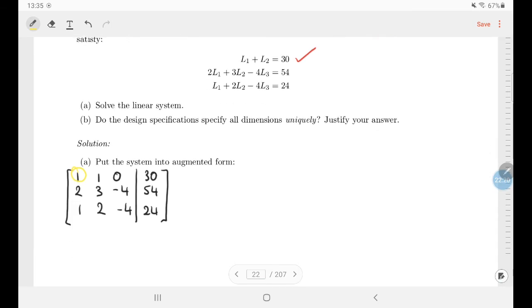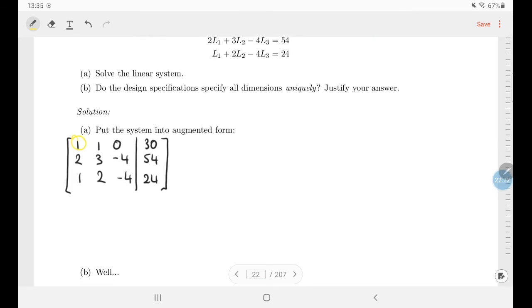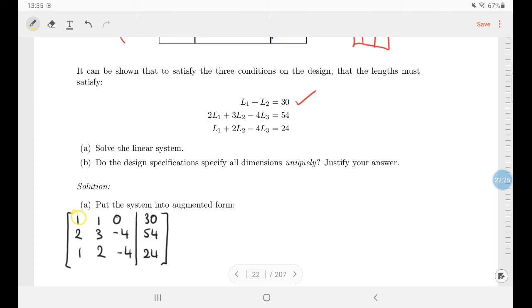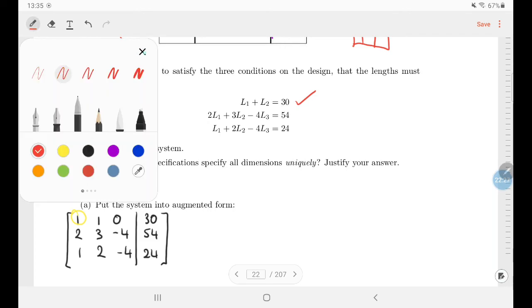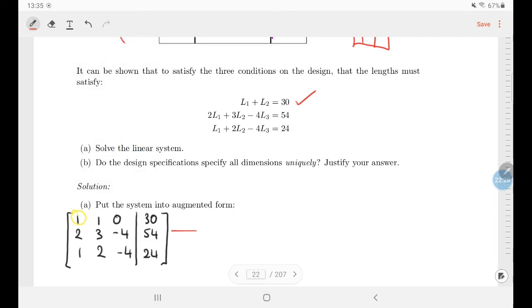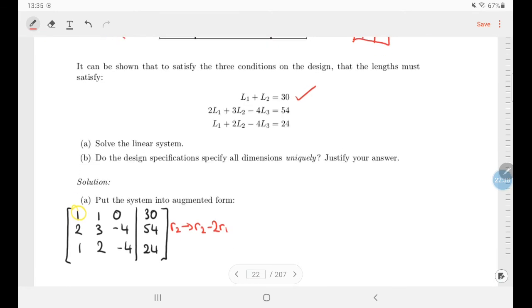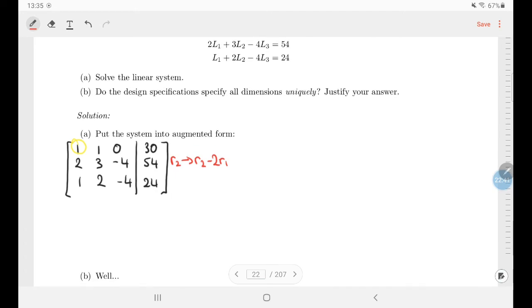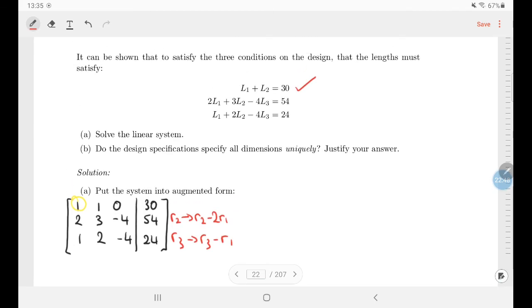Okay, so what we need to do now is turn the things underneath the pivot into zeros. So we're going to do that using the pivot. So we're going to do row 2 is sent to itself minus twice row 1. That will kill the 2. And we'll do row 3 sent to itself minus row 1. So we'll always use the pivot, the big 1 there, to kill the things underneath.